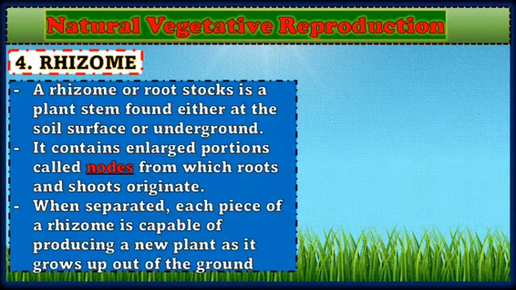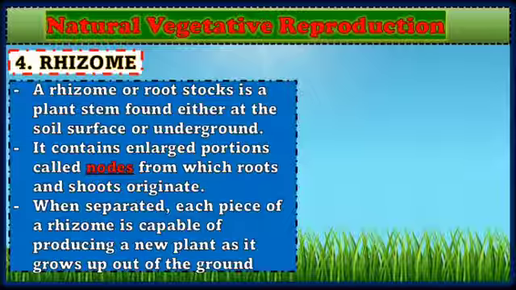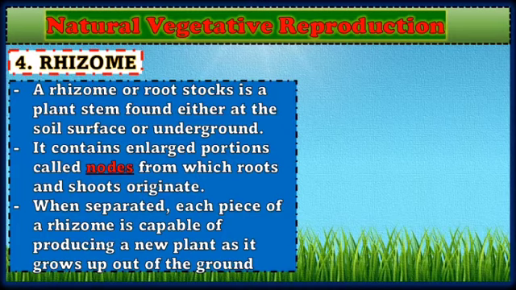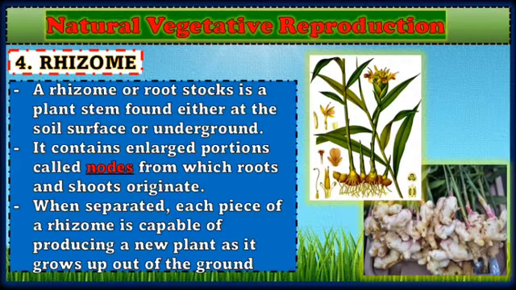So, what is rhizomes? A rhizome or root stock is a plant stem found either at the soil surface or underground. So, pwedeng sa soil surface lang or pwede mong itanim. It contains a large portion called the nodes from which roots and shoots originate. So, nodes naman ang meron dyan. Kanina yung eyes, ngayon naman ay nodes. When separated, each piece of a rhizome is capable of producing a new plant as it grows up out of the ground. So what are examples of these rhizomes? We have what you call ginger.